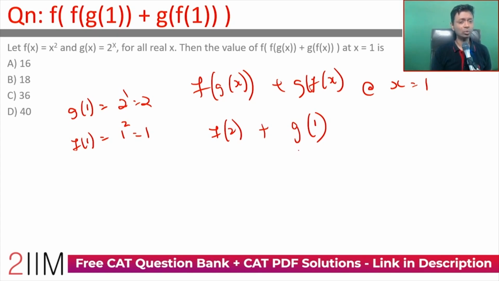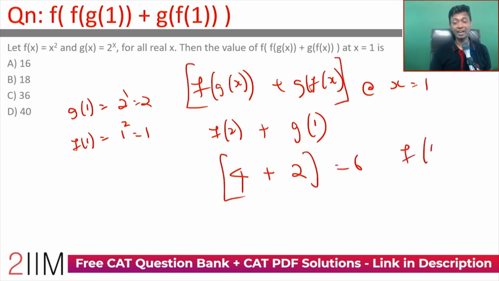We're substituting x equal to 1. G of 1 is 2, f of 1 is 1. Now f of 2 is 2 square, which is 4. G of 1 is 2 power 1, which is 2. So this sum at x equal to 1 is 6. We need to find f of 6. F of 6 is 6 square, 36. Done. Juicy, wonderful, easy question.